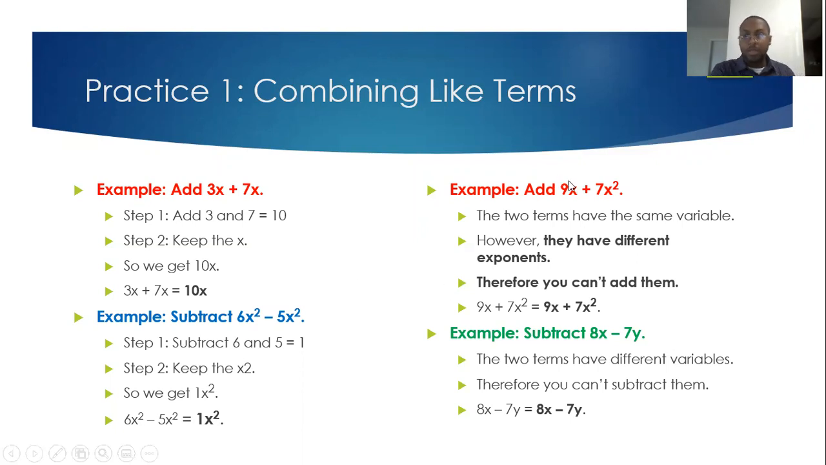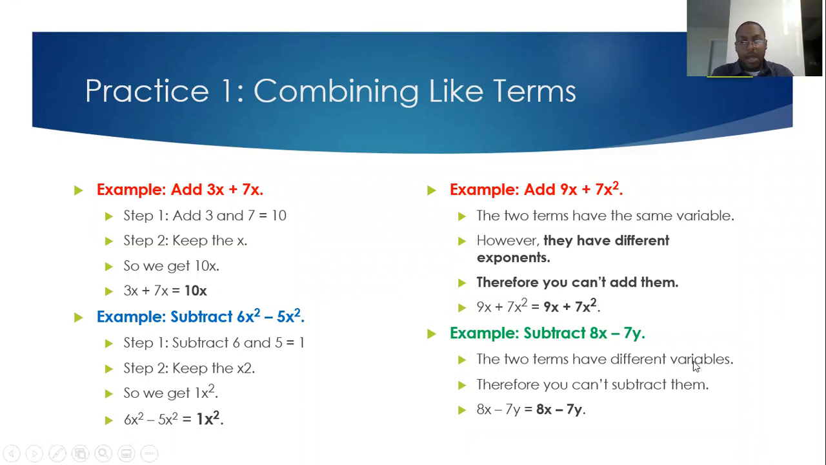All right, let's look at this example here. 9x plus 7x squared. Can we add those together? Now, we can't. We really want to. I would love to say 9 plus 7 is 16. Can't do it. Why? Because they are not like terms. They are unlike terms. You cannot add or subtract unlike terms. So the answer is just write the same thing because you can't do it.